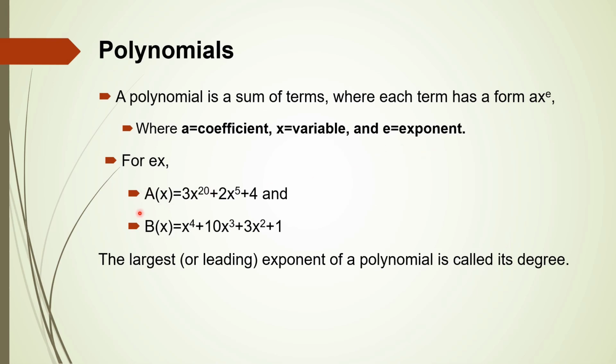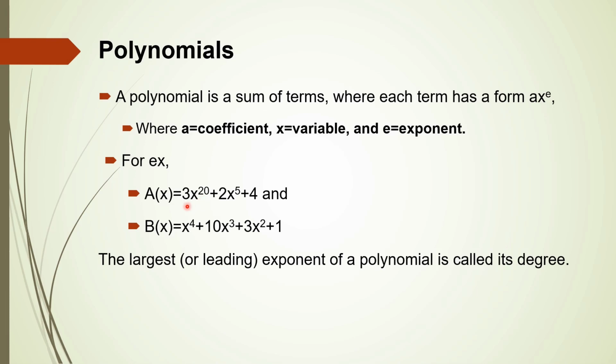For example, let us take two polynomials: A of x is equal to 3x to the power of 20 plus 2x to the power of 5 plus 4, and B of x is equal to x to the power of 4 plus 10x to the power of 3 plus 3x squared plus 1. In these two polynomials, x is a variable, and 20 is an exponent.